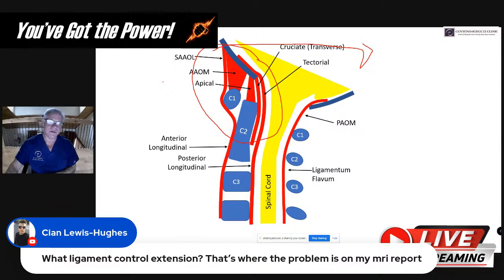Now, muscles too, because there's lots of muscles up here. But things like, if we go out to in, because the outer ones would have the biggest lever arm advantage, the SAAOL is the outermost one, which is really just an extension of the anterior longitudinal ligament up. Then you've got the AAOM, and then you've got the apical ligament, and then the cruciate ligament, and then the tectorial membrane. So those are all things that control extension.